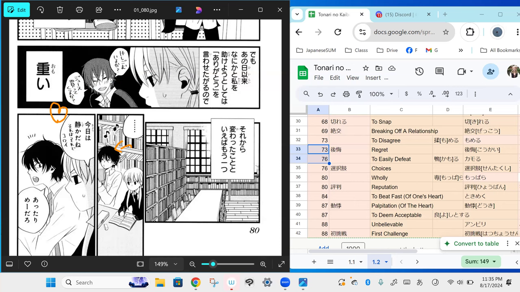で、当たり前だろう。当たり前だろう？Like 当たり前. Isn't it obvious? Is what he's saying. And I'll stop.